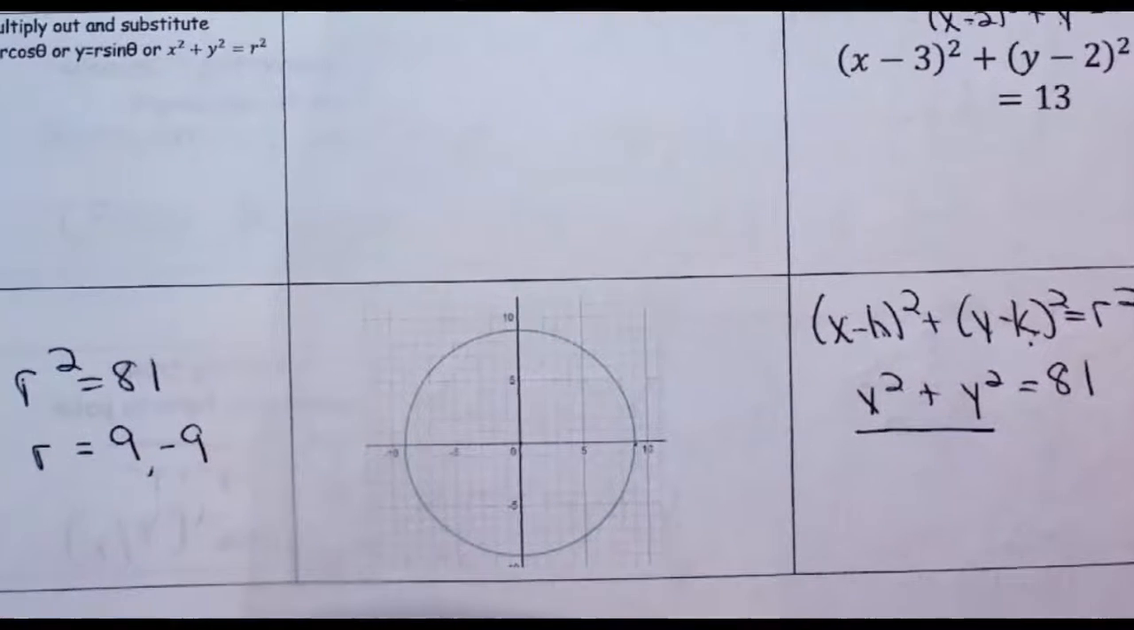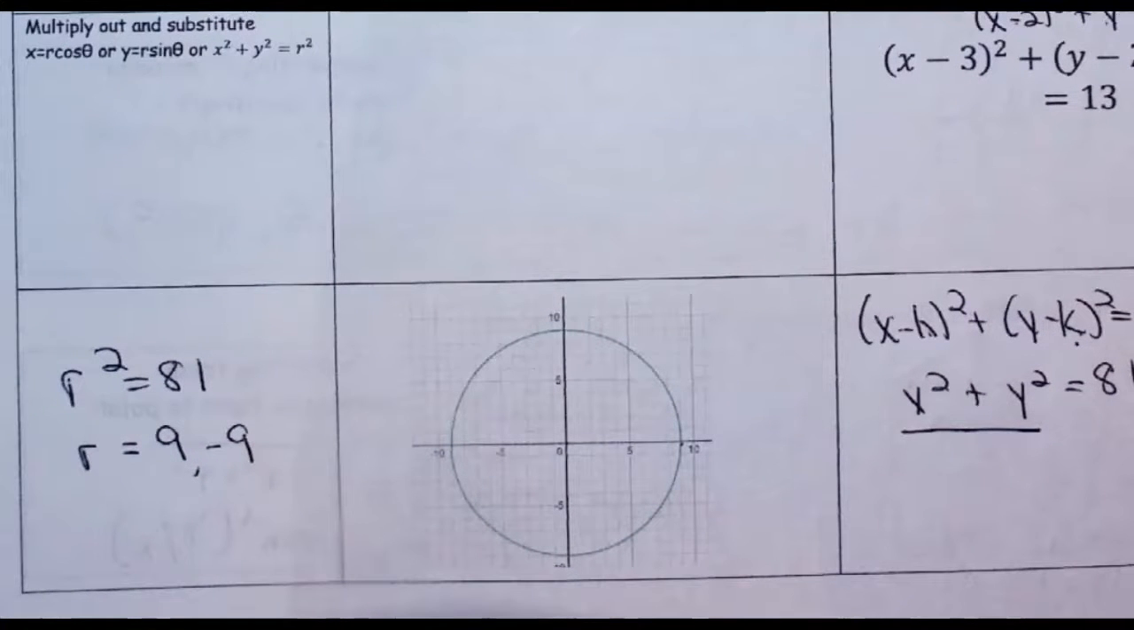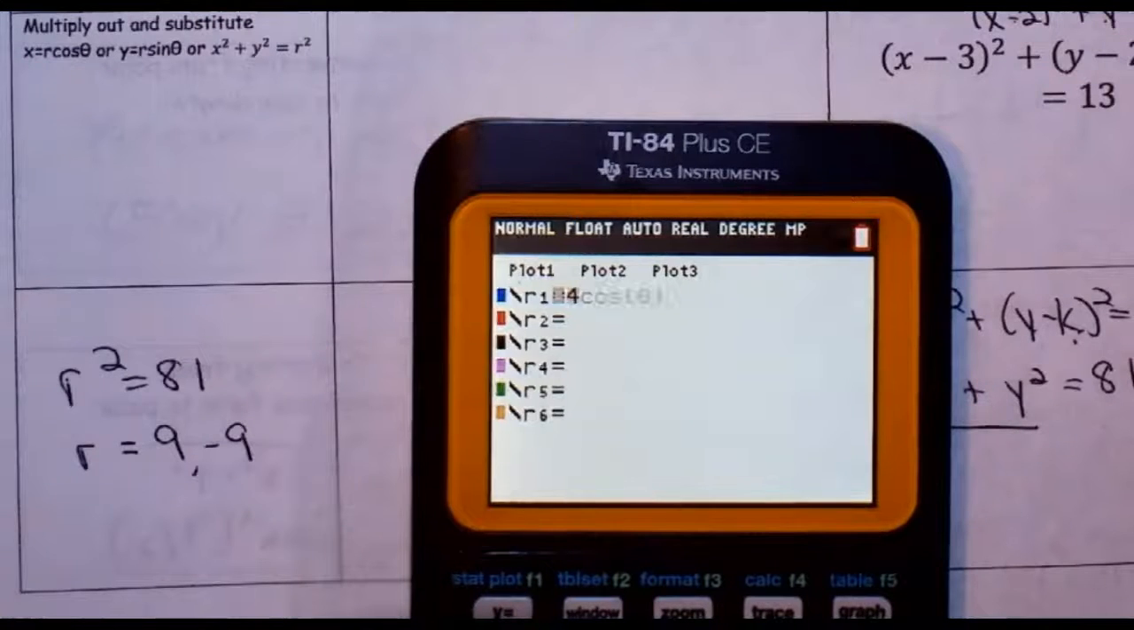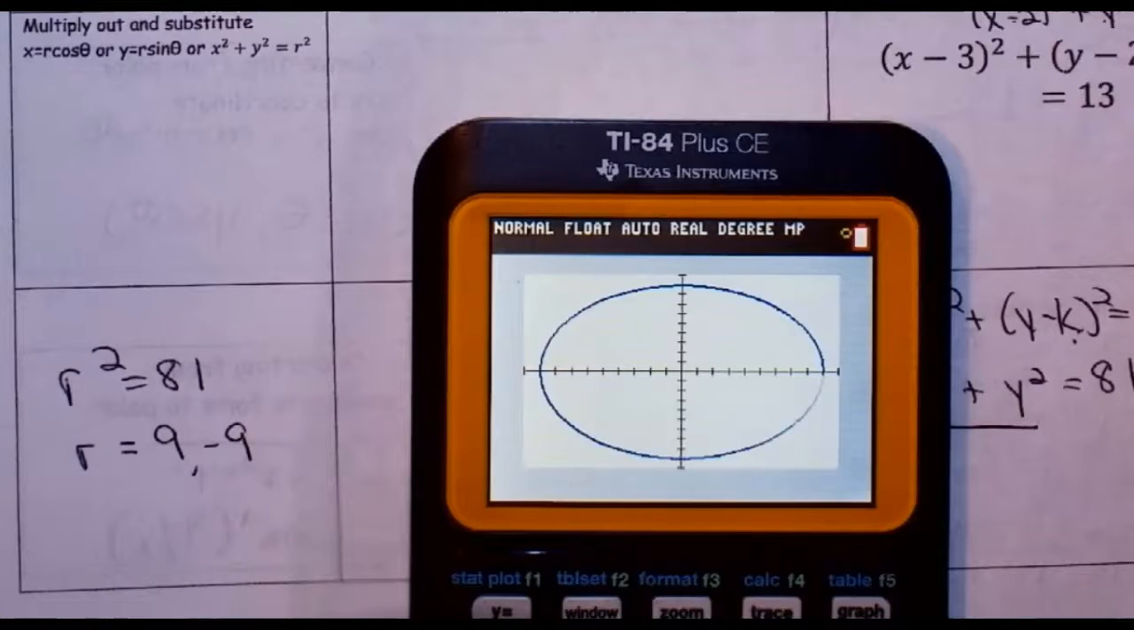And again, if we wanted to confirm that, we can type r equals 9 or negative 9 on our calculator, or on Desmos. I'll go ahead and type that in. r is equal to 9 or negative 9. Let's go ahead and hit graph. Now, I know it looks more elliptical, but when you look at it, it does have a radius of 9 because it's 9 units left and right, 9 units up and down.